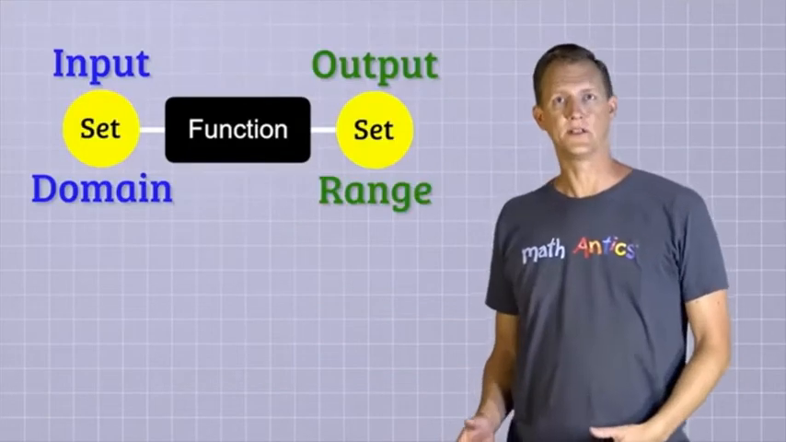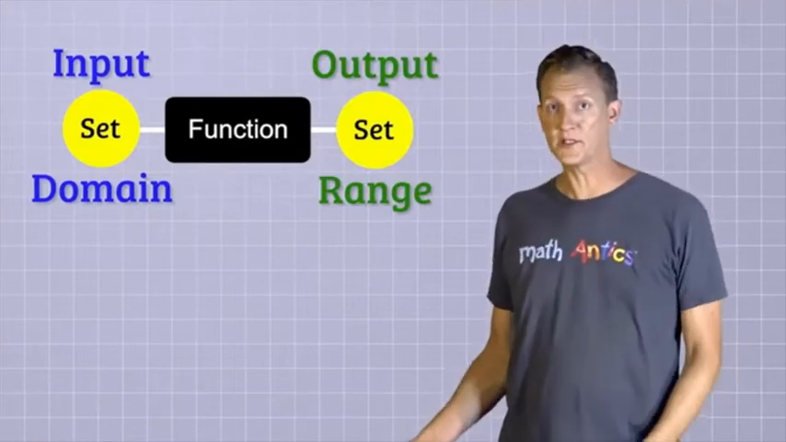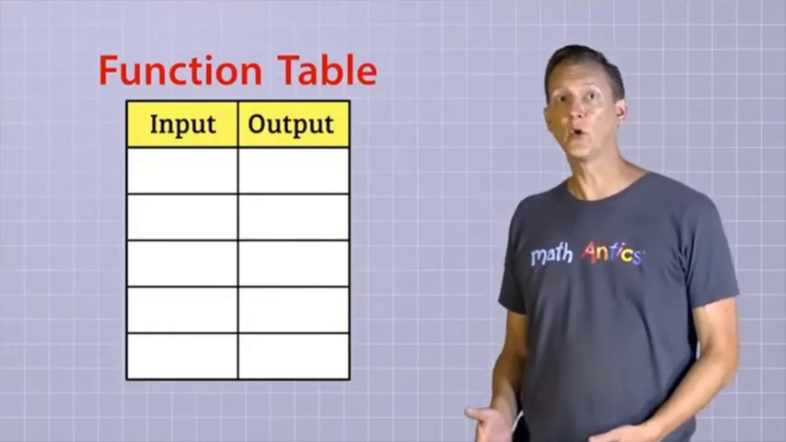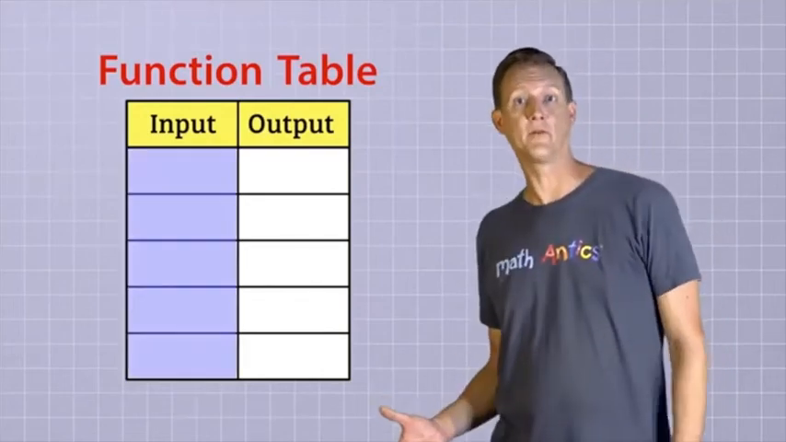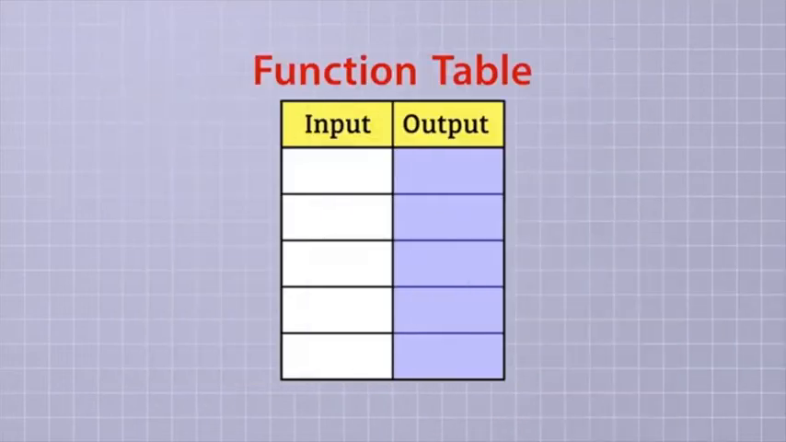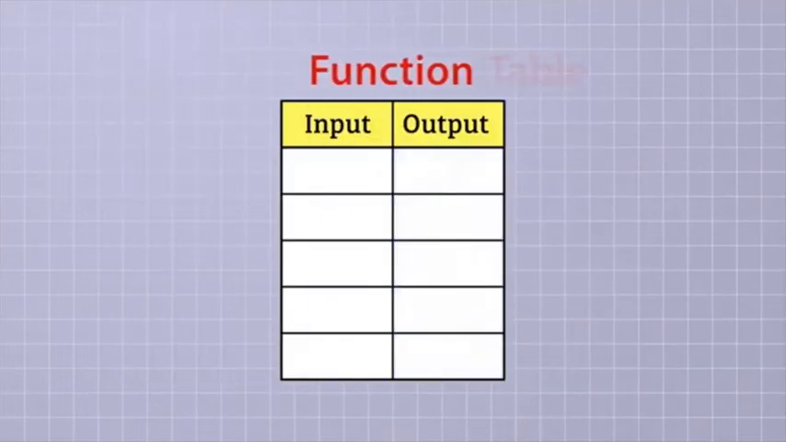And it's really common to see some or all of a function's inputs and outputs listed in what we call a function table. A function table normally has two columns, one on the left for the input values and one on the right for the corresponding output values. The function itself is often written above the function table and in the form of some sort of mathematical rule or procedure.